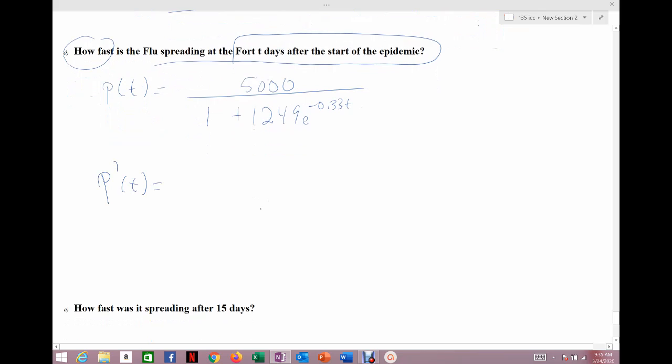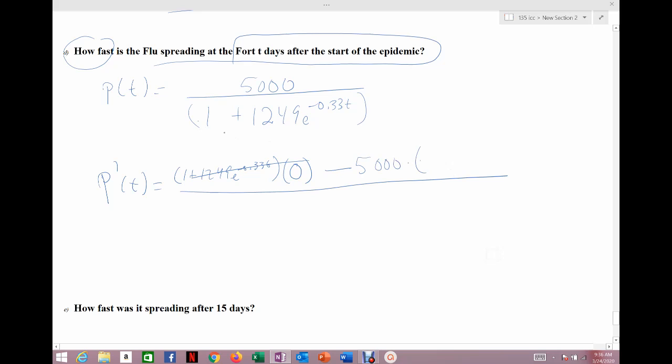The rate of growth. All right, I am going to have to use my quotient rule. My low function's that expression. My high function, this is just a constant. So it would be the low times the derivative of the high, but the derivative of the high is just 0, right? 5,000 is a constant. And so when I take its derivative, it zeroes away. Then it's minus the high, so minus the 5,000 times the derivative of the low.